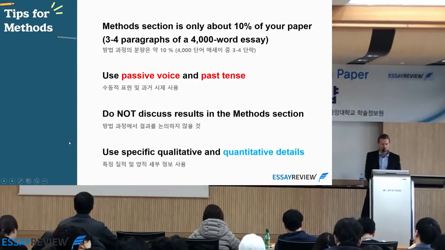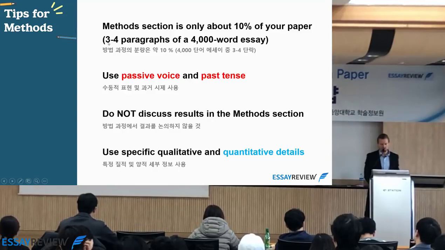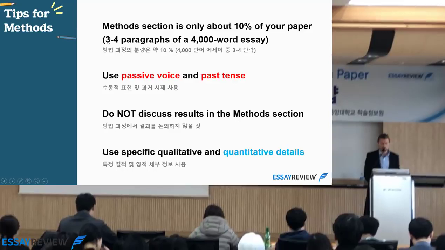Your methods section is only about 10%, right? It's very short, 10% of your paper. It could be longer than that. It might be 20%, but generally speaking, methods is shorter than the other parts.